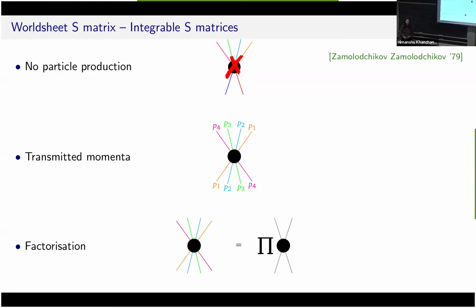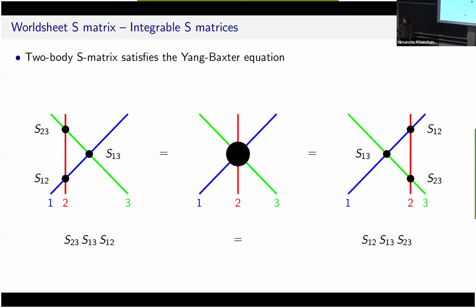And finally, a very important requirement is the fact that you have factorization. So an n-body scattering event can be decomposed into a sequence of 2 to 2 scattering events. So this tells you that for an integrable theory, the really interesting property is this 2-to-2 scattering matrix, because then you can reconstruct the n-to-n scattering amplitude just by taking the product of these 2x2 scattering matrices. An important consequence of this factorization is that this two-body S matrix needs to satisfy the Yang-Baxter equation.